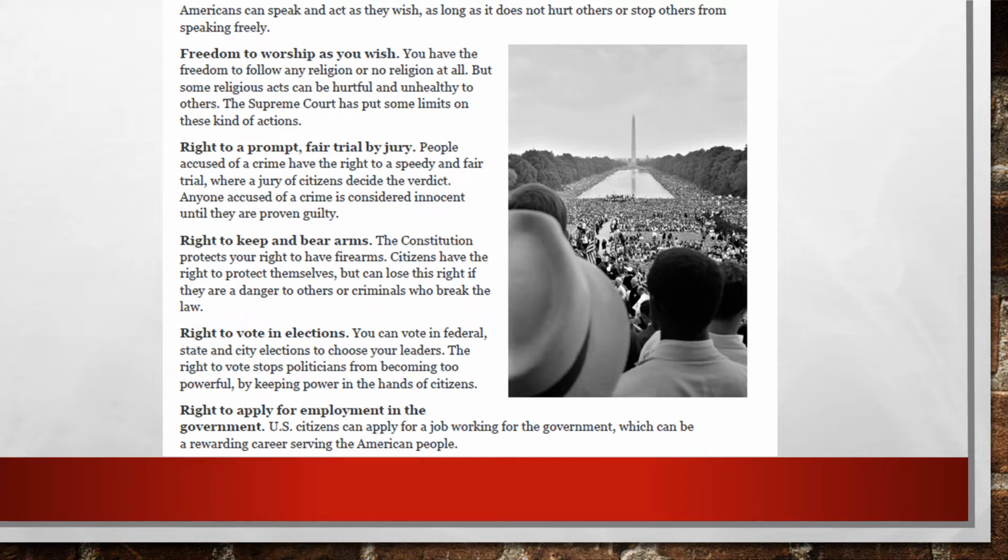Right to vote in elections. You can vote in federal, state, and city elections to choose your leaders. The right to vote stops politicians from becoming too powerful by keeping power in the hands of citizens. Right to apply for employment in the government. U.S. citizens can apply for a job working for the government, which can be a rewarding career serving the American people.